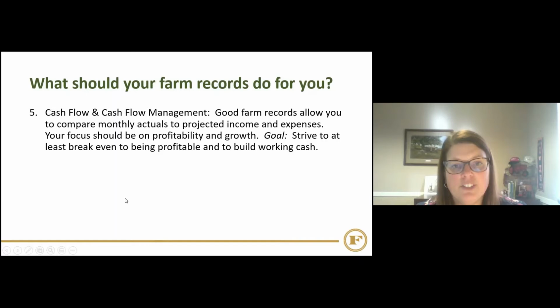Good farm records also help you with cash flow and cash flow management. They allow you to compare monthly actuals to your projected income and expenses, which we will look at in a future section of this webinar. Your goal is to strive to at least break even to being profitable, and you need to build your working cash every year. Basically, your working cash is kind of your savings.